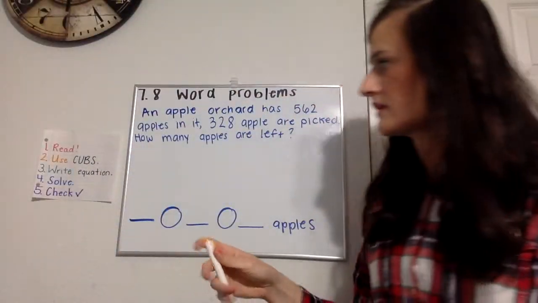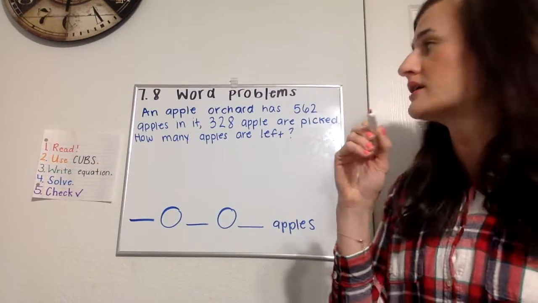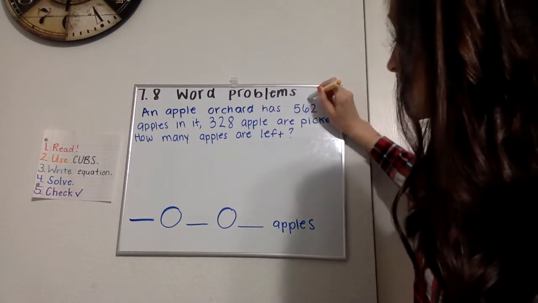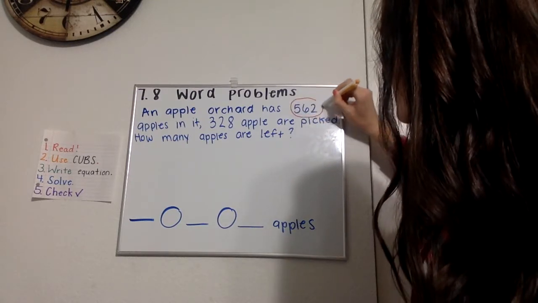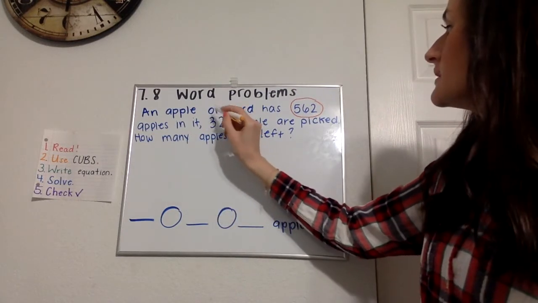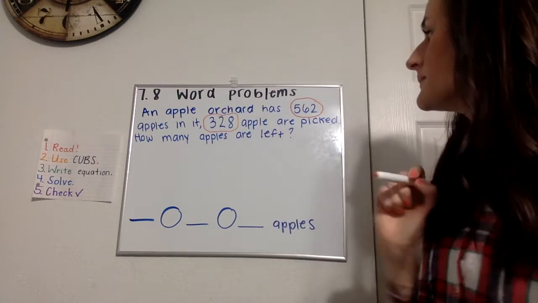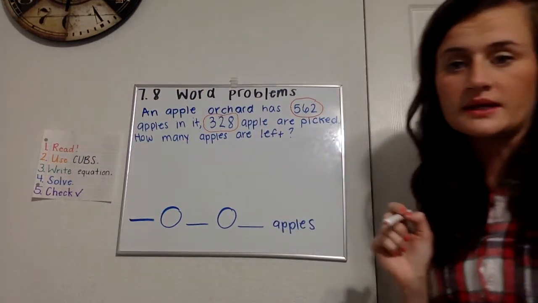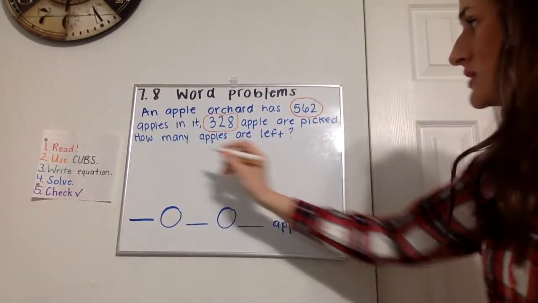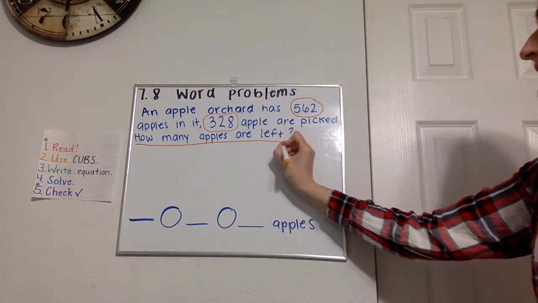First we need to do C, which means circle our numbers. Right away I see the number 562. As I keep going, I see 328. All right, now we are going to do U, which means underline the question. How many apples are left?